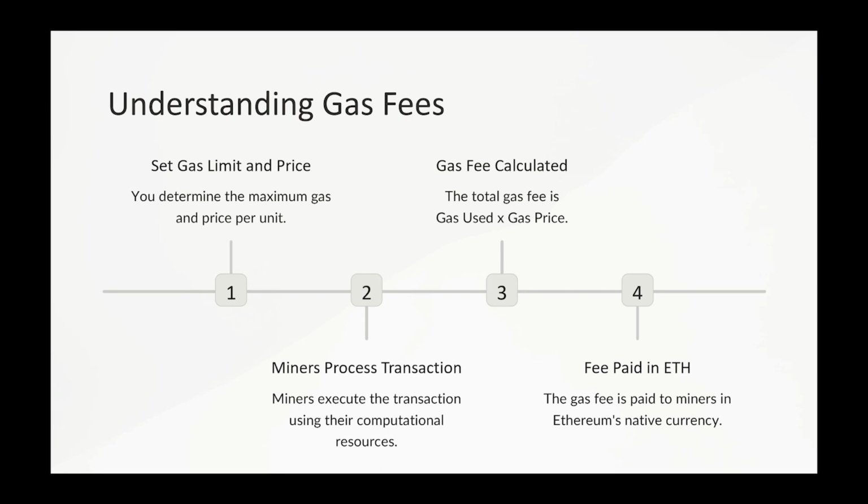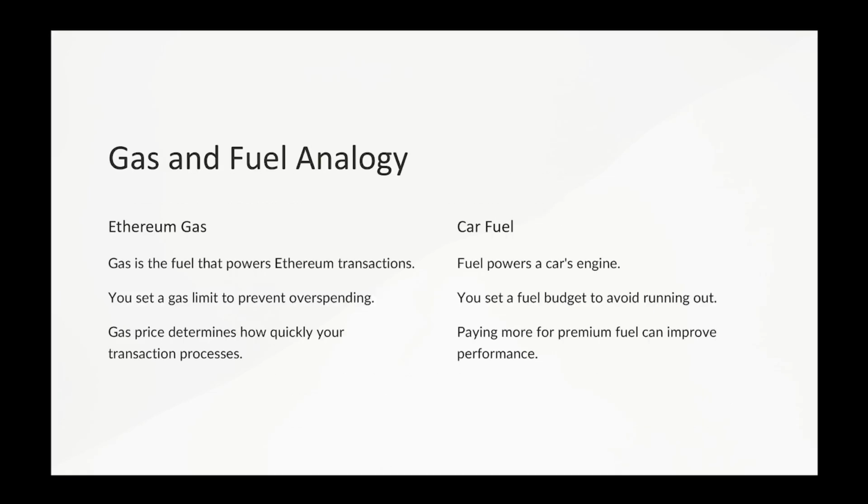So to sum it up till now, we set gas limit and price according to our convenience. Miners process the transactions using their computational resources, and then the gas fee is calculated and paid to the miners in Ether. We can also understand Ethereum gas using a fuel analogy.